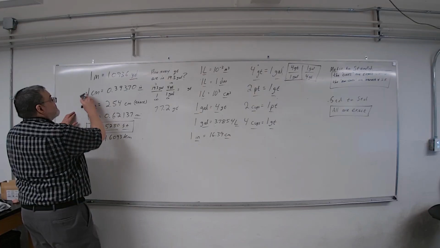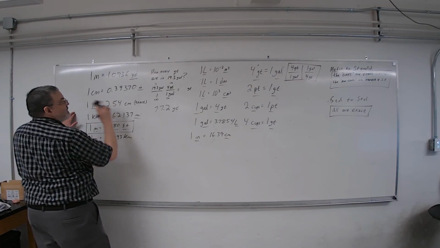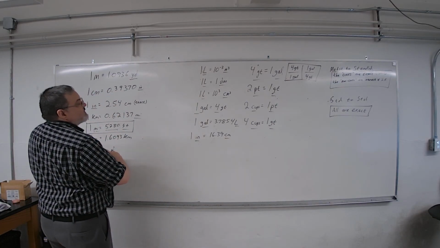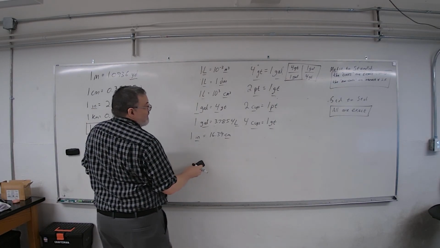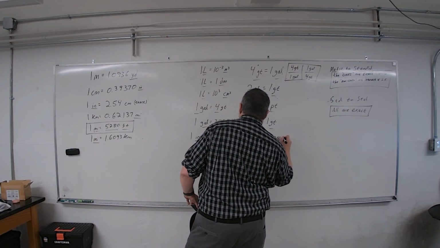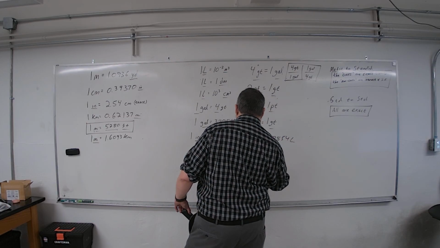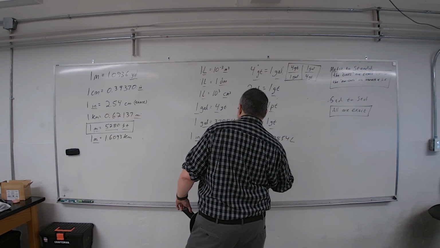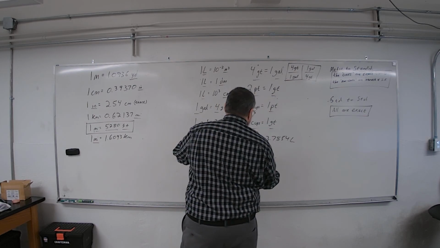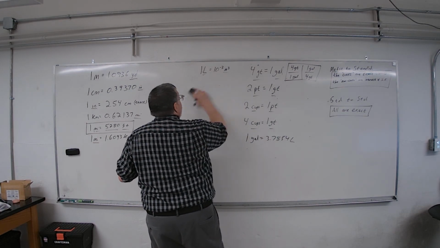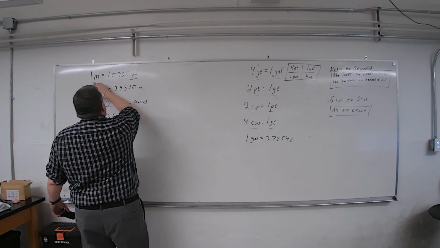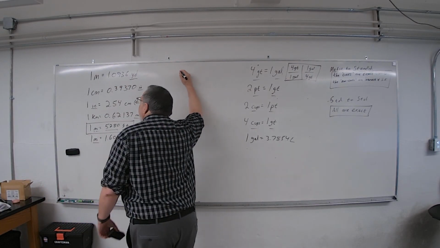I just need some space here. Standard to metric. Well, I guess I still have some room on. 1 gallon equals 3.7854 liters. Let's keep that one. I've got some space. 1 meter equals this many yards.